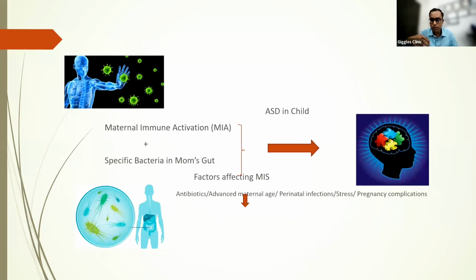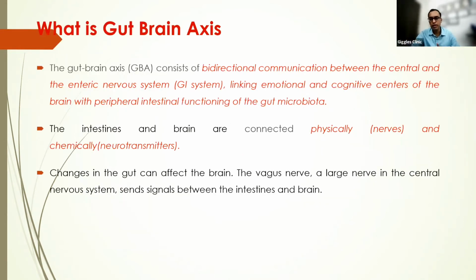But yes, now there are some definite approaches where we can work with the child on autism. Approaches, not treatment. So what is the gut-brain axis? Having discussed the background of all this, the gut-brain axis is the connection between the gut and the brain, which is connected through three important parameters that I have told you. One is through the nerves, one is through the chemicals, another is through the emotions, that is the hormones. If your emotions are good, your brain will be good.